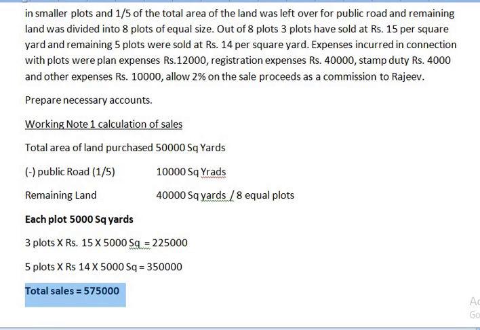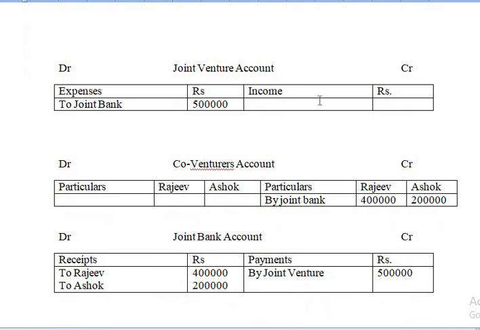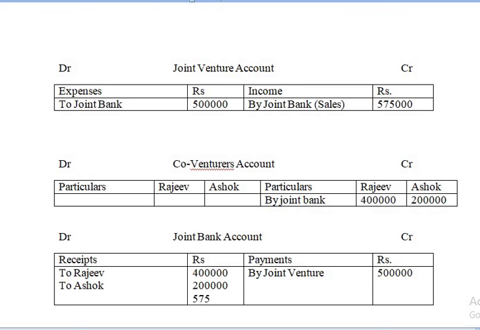Now record this transaction. Sales is an income. So in the joint venture account, record on the income side by joint bank account. In bracket you can write sales if required. 5,75,000. Now cross posting in the joint bank account, debit side 5,75,000, to joint venture account. Now this transaction is also over.